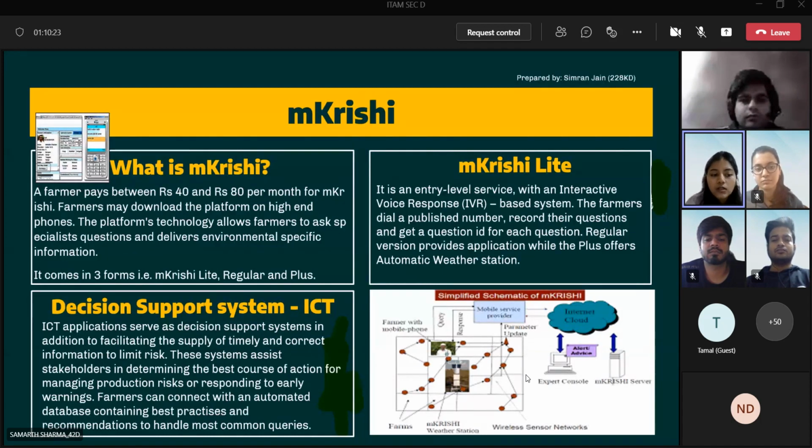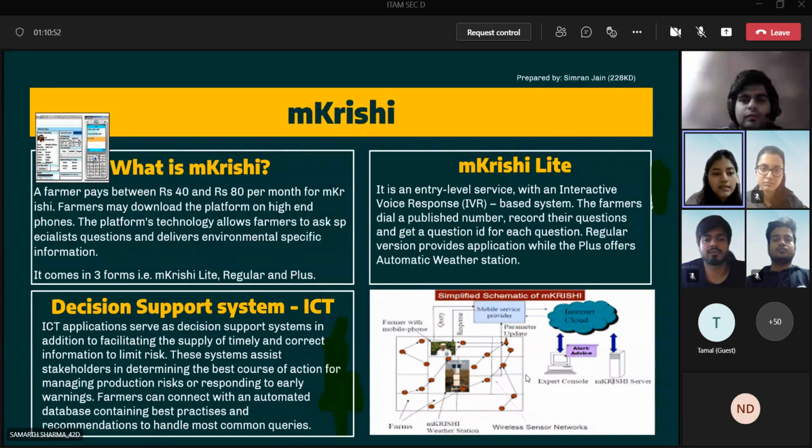Now, farmers can also attach photos on this platform if they have a camera on their phone. Again, it comes in three versions. That is the M-Krishi Lite, which is the most popular version for the farmers, and which has interactive voice response. Second is the regular version, which uses a mobile application that can be downloaded on their phones as well. And third is the M-Krishi Plus, which supports an automatic weather station.